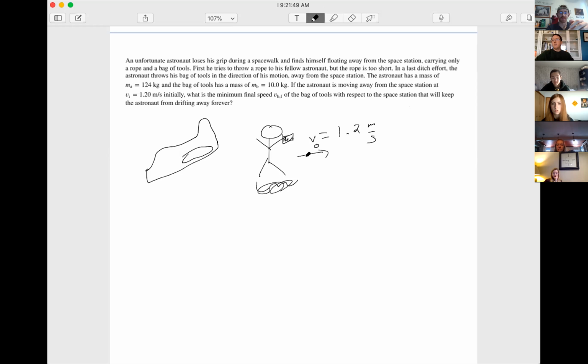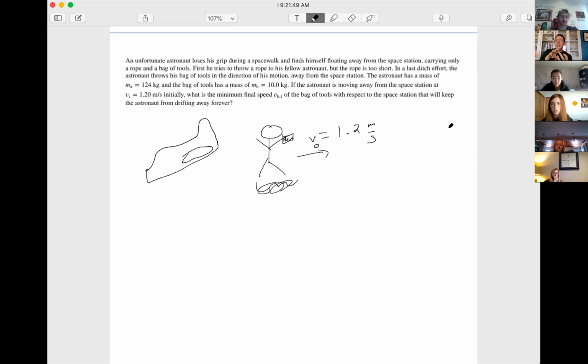So basically, we want the final velocity of the astronaut to be 0. Okay? So the idea is the astronaut's going to use the recoil to bring him or herself to a stop. Okay, that's the idea. We're going to go through the same process and use impulse and momentum to solve this problem.